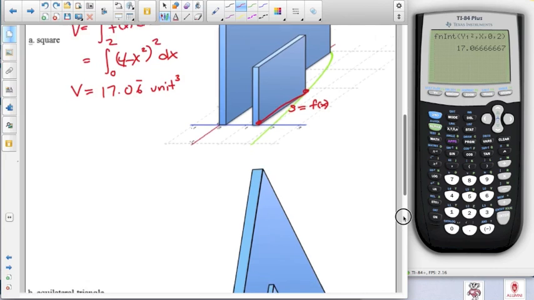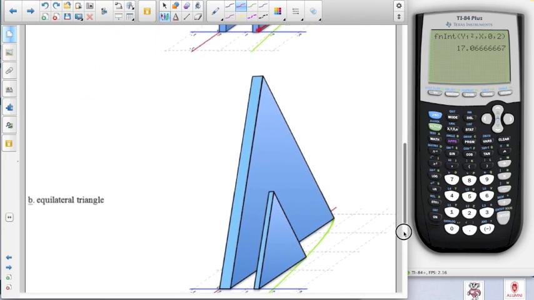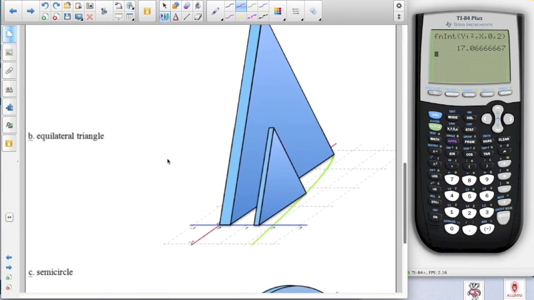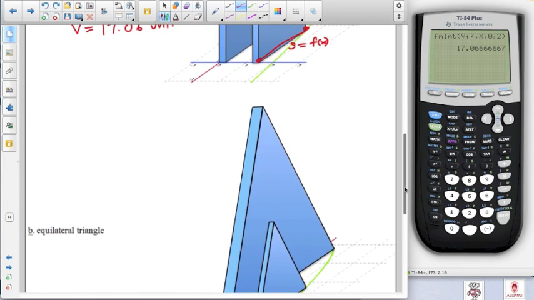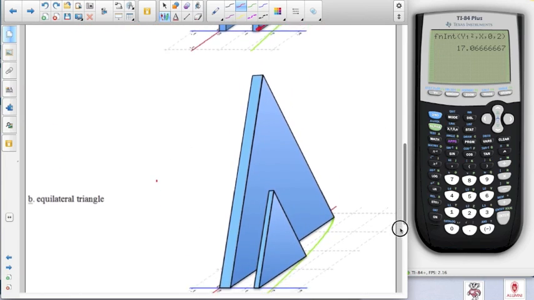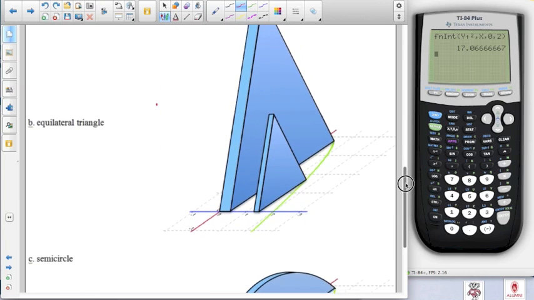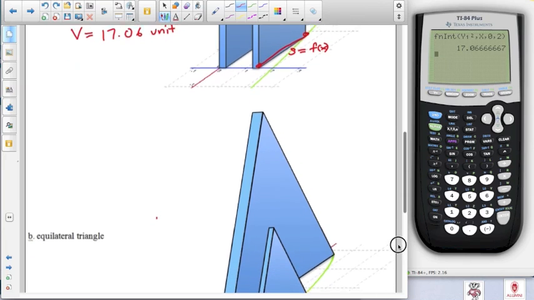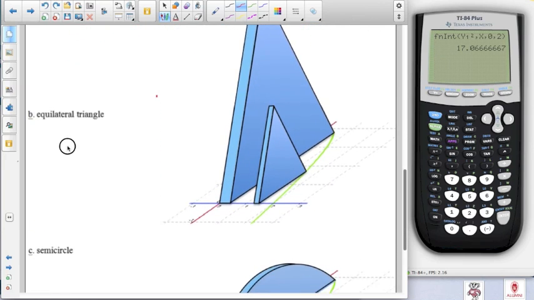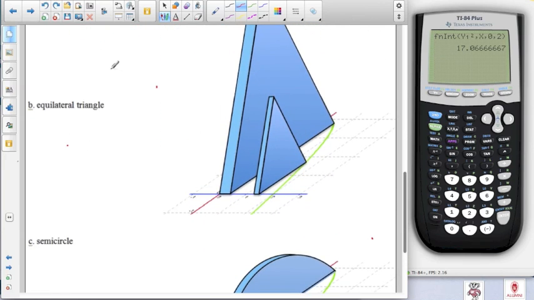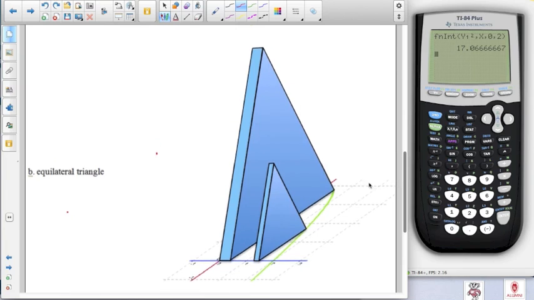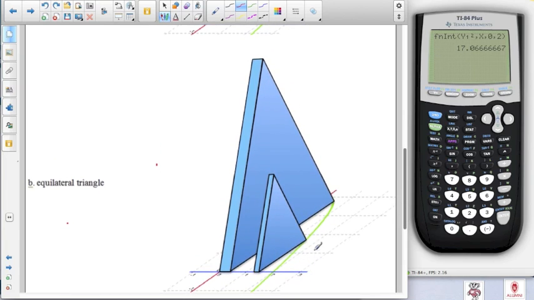If we look at the next example, we're going to do the same function, but we're going to use cross sections that are equilateral triangles. Okay, let's get the scrolling feature right here. There we go. See if I can get that whole triangle on the screen. There we go.